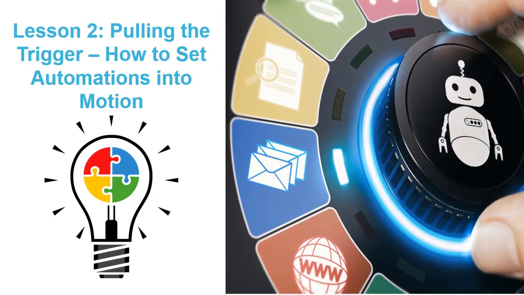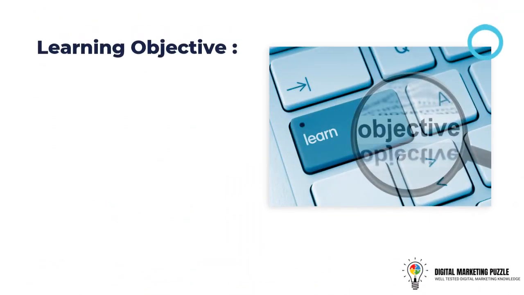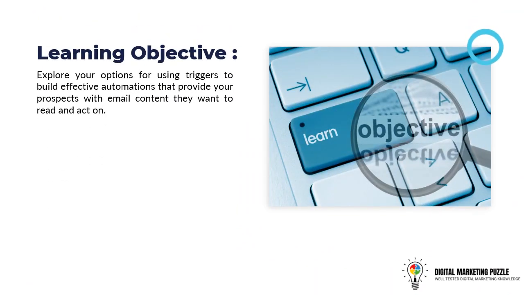Lesson 2. Pulling the trigger, how to set automations into motion. Learning objective. Explore your options for using triggers to build effective automations that provide your prospects with email content they want to read and act on.